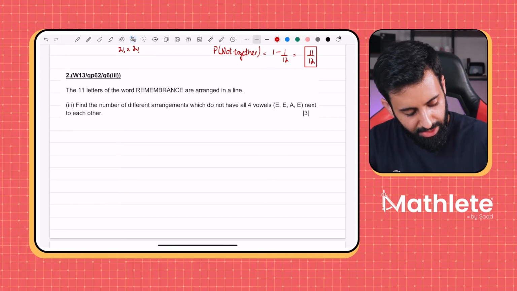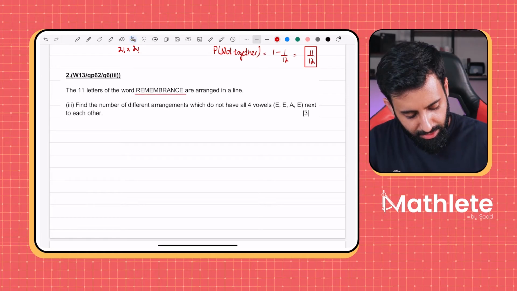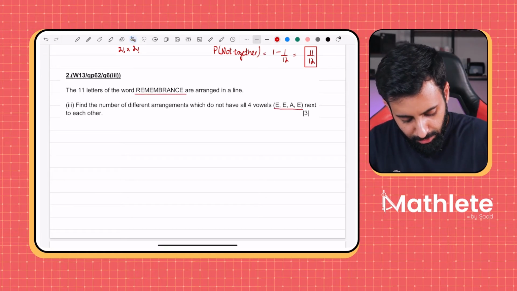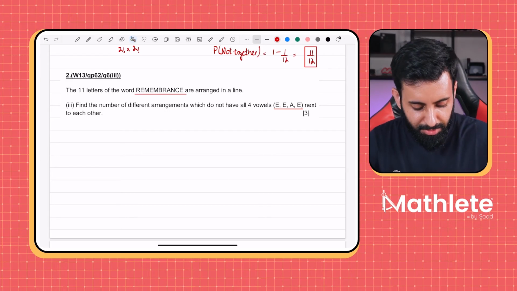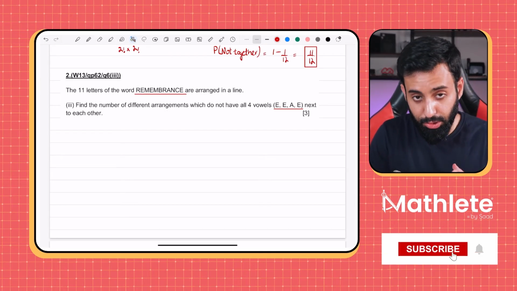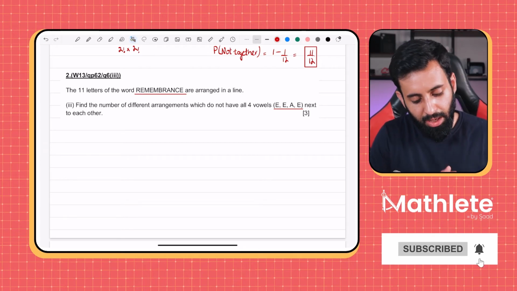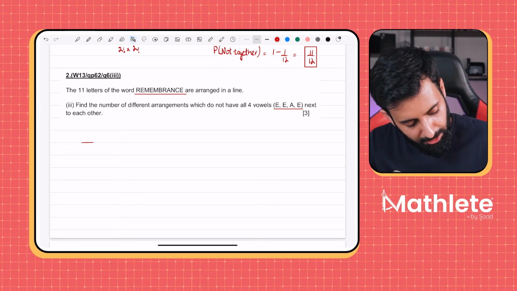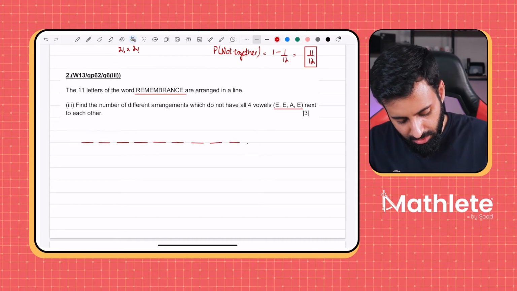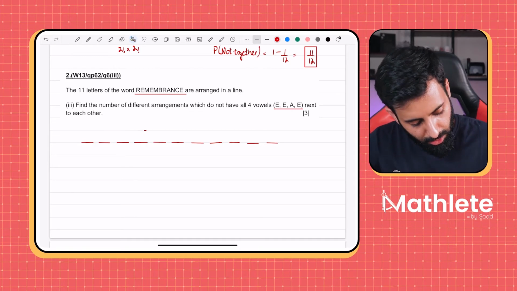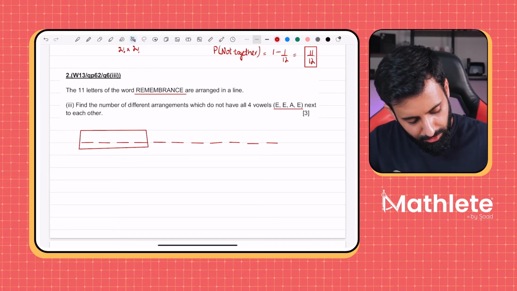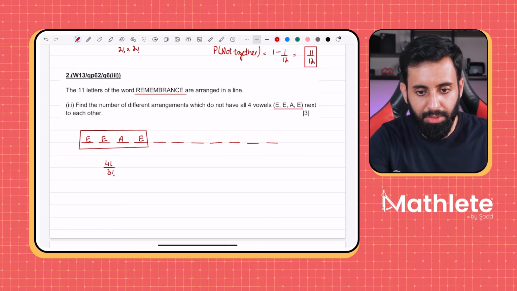Now, the 11 letters of the word remembrance are arranged in a line. Find the number of different arrangements which do not have the 4 vowels all together. This question is slightly different from the previous one because the objects that shouldn't all be next to each other have some repetitions. So let's start by making 11 blanks. 1, 2, 3, 4, 5, 6, 7, 8, 9, 10, 11. So here we have the 4 vowels. Let's write them down: E, E, A, E. These 4 vowels can shuffle amongst themselves 4 factorial divided by 3 factorial number of ways.